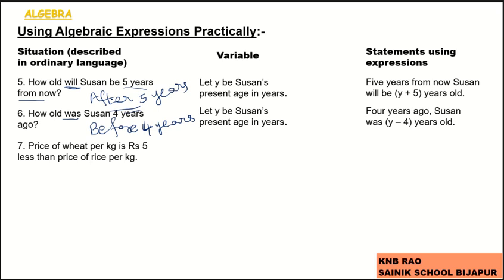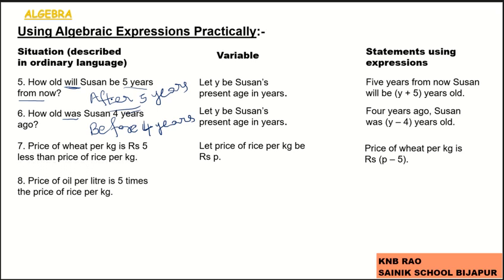Since the price of wheat is compared to the price of rice, I will assume, let the price of rice per kg be rupees p. Now the price of wheat per kg is 5 rupees less. Less means subtraction. So the price of wheat per kg is rupees p minus 5 rupees. Okay. So this is how we logically make assumptions and convert sentences from ordinary language to algebraic expressions.